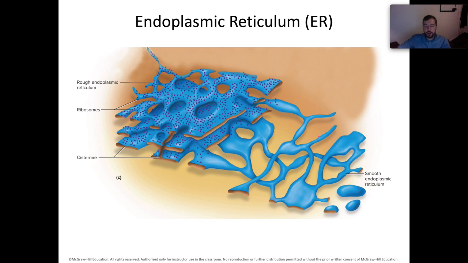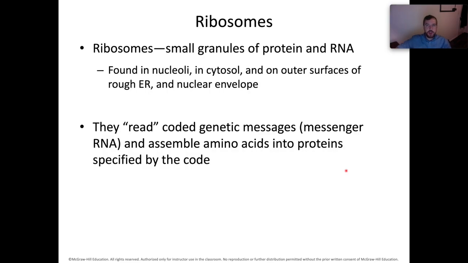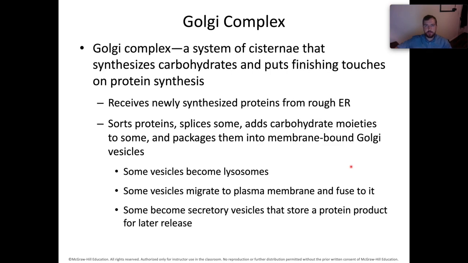So here's how you can tell the difference. For example, on your lab images, the rough ER is dotted with these little ribosomes. The smooth ER has none. Ribosomes are these little granules where the protein and RNA meet in something called tRNA, transfer RNA, and that's where that protein is made. They read the genetic messages, the mRNA, and then assemble amino acids in the order specified by whatever codons are in that mRNA.